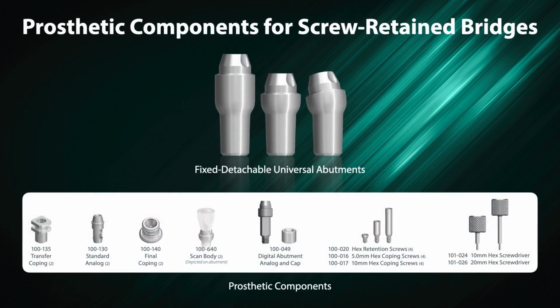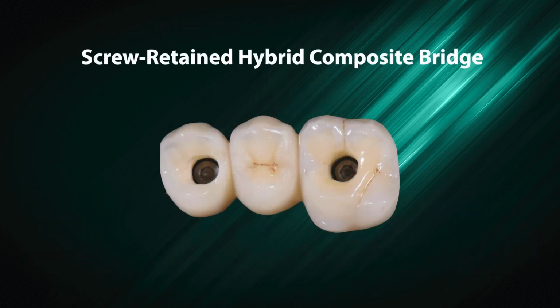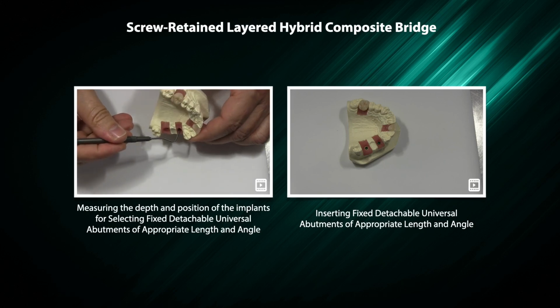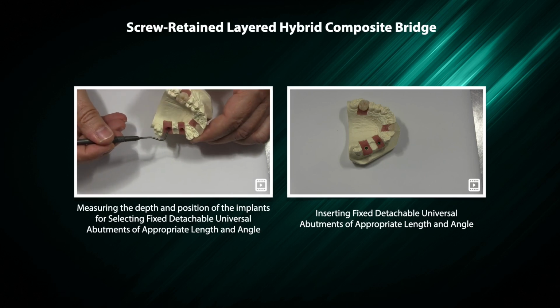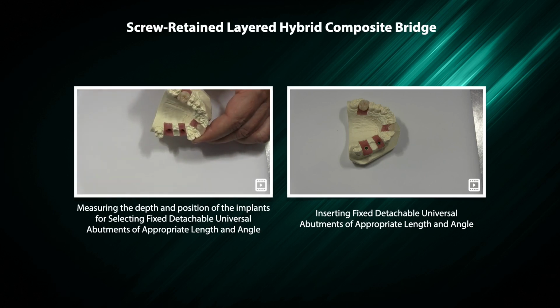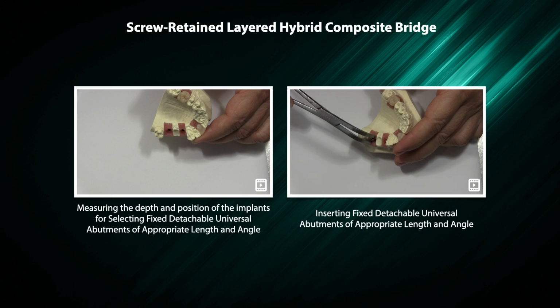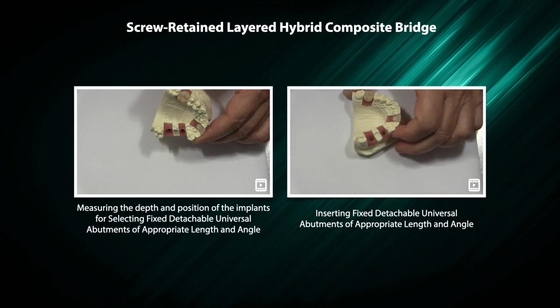Prosthetic components for screw-retained bridges. Screw-retained hybrid composite bridge, measuring the depth and position of the implants for selecting fixed, detachable, universal abutments of appropriate length and angle. Inserting fixed, detachable, universal abutments of appropriate length and angle.